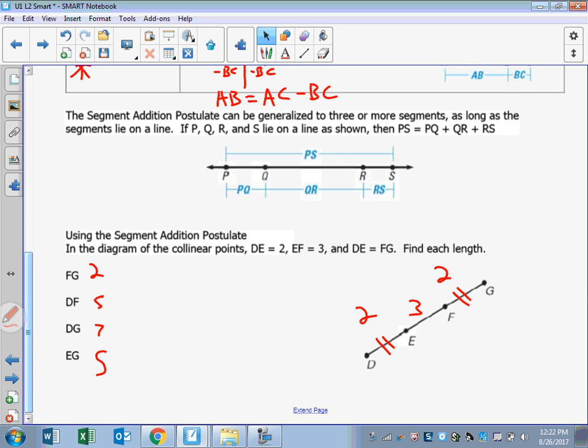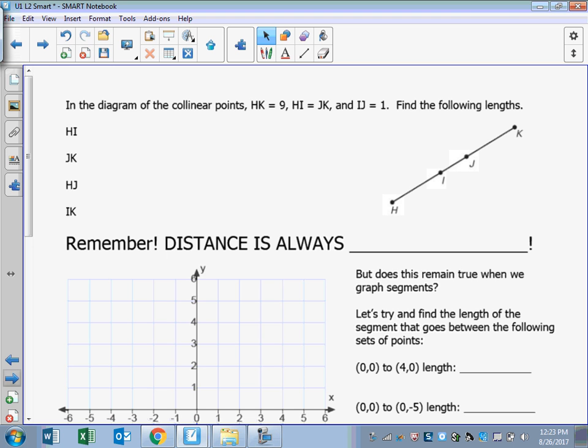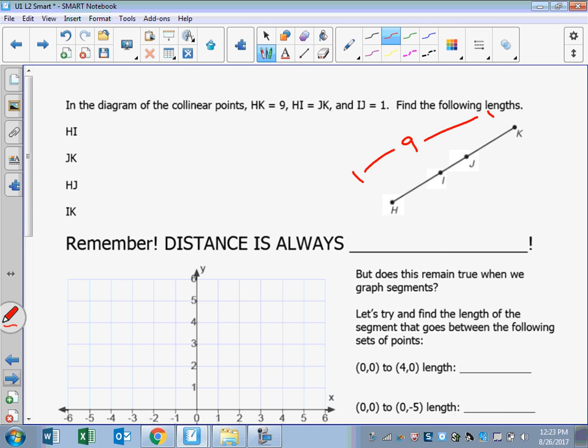Okay, moving on to the next page of notes. We have collinear points again. We have HK. So from here to here is equal to 9. So the whole thing is equal to 9. We know that HI and JK are equal to each other. So here I'm using single hash marks instead of double, but it represents the same thing. It means that they're the same length. And we have IJ is equal to 1.